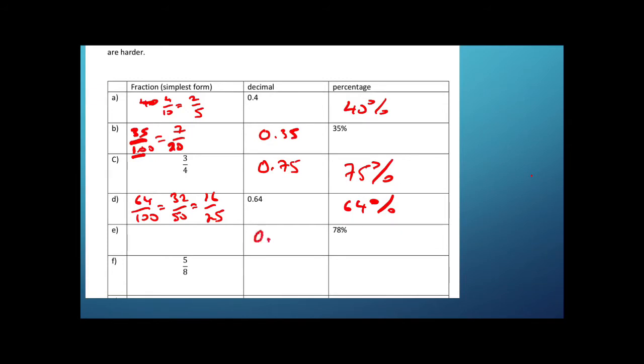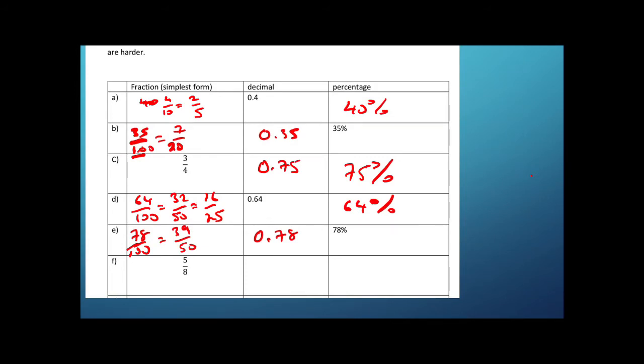78% is 0.78. So 78% is 78 divided by 100. That's what 78% means. 78 per 100. If we divide top and bottom by 2, that gives 39 over 50.